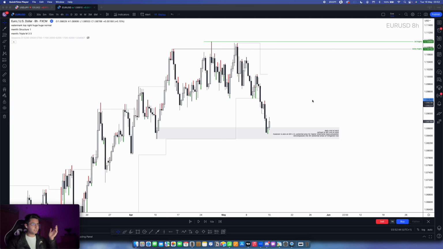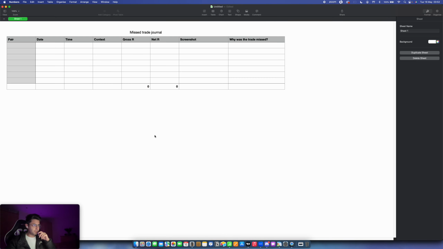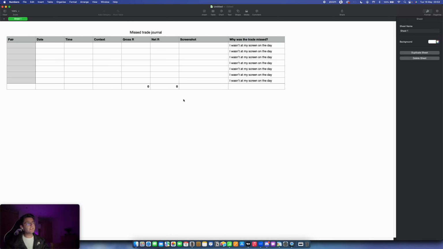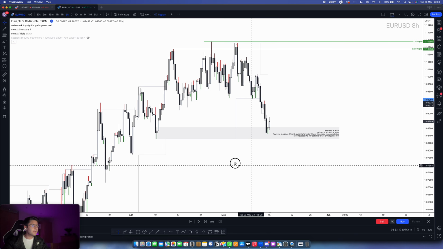So in this case, what I've done here is I've got TradingView open and I created a quick spreadsheet, which is going to basically document the pair, the date, time, context, gross R, net R, screenshot, and then why the trade was missed. Already, the reason why all the trades were missed was because I wasn't on screen on the day. I had other commitments during that day, which meant I just wasn't doing anything on the screen. So that's why all of today's trades are going to be missed trades, or all of yesterday's trades even. So let's get stuck into it.